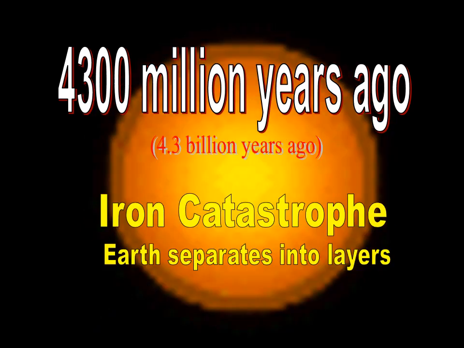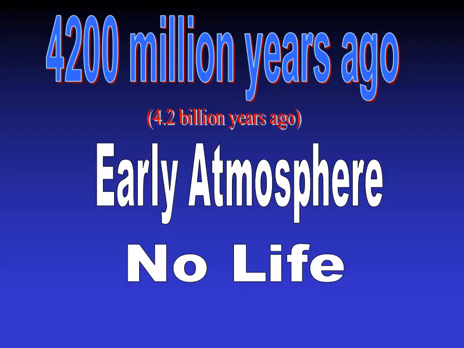So at about 4.3 billion years, we get the iron catastrophe, which is very important, separates the Earth into layers and allows the Earth to begin to cool, and also begins our early atmosphere. Our early atmosphere was totally inhospitable to life. Humans could not have survived there in any way, shape, or form. But luckily, other organisms were able to. Not quite yet. We'll get there in just a second.